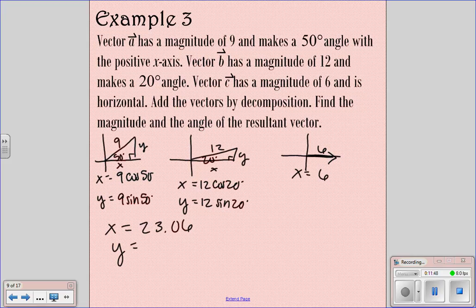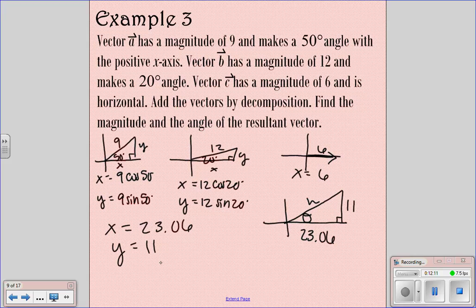And then for your y value, you should get 10.998, so that'd be 11. Okay, and so now we're going to find the magnitude and angle of this new vector. So I'm going to draw it. We need to find the hypotenuse and the angle. We know the x component is 23.06 and the y component is 11.